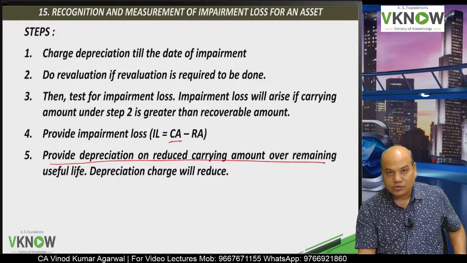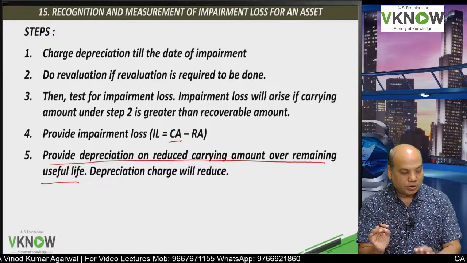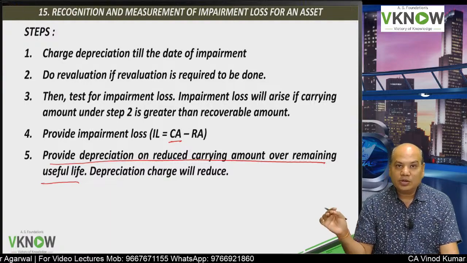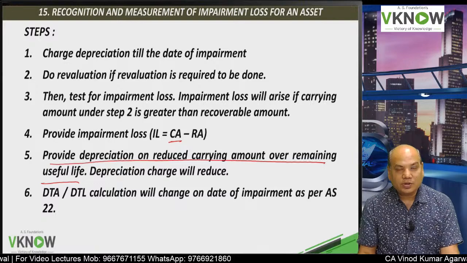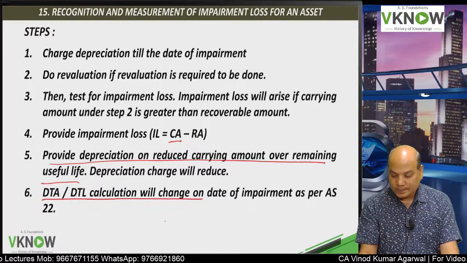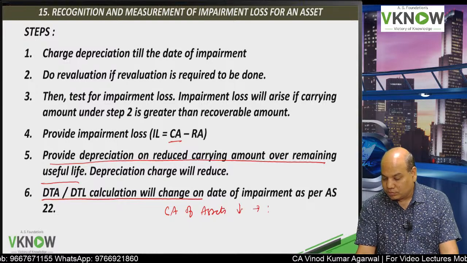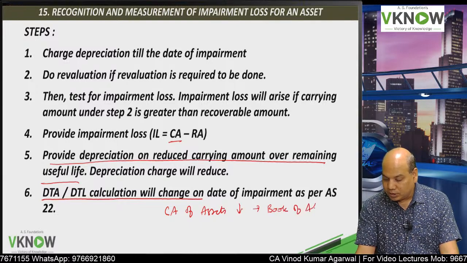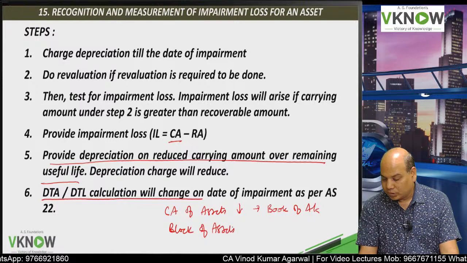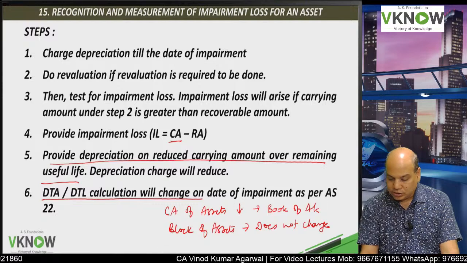Subsequent depreciation charge will change because the asset's carrying amount has gone down. So subsequent depreciation will be provided on reduced carrying amount over the remaining useful life. Depreciation charge will reduce because you have impaired the asset in the books of account. The carrying amount of asset is reduced in the books of account, but the block of asset does not change.